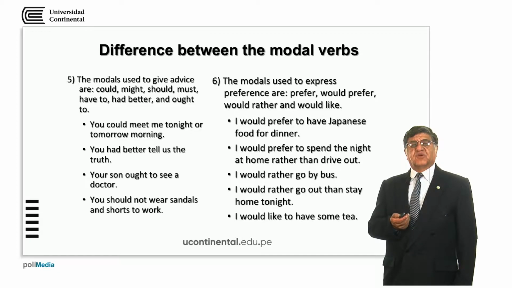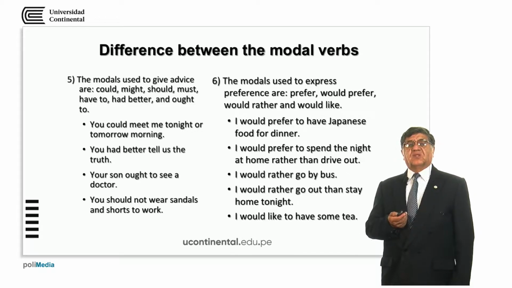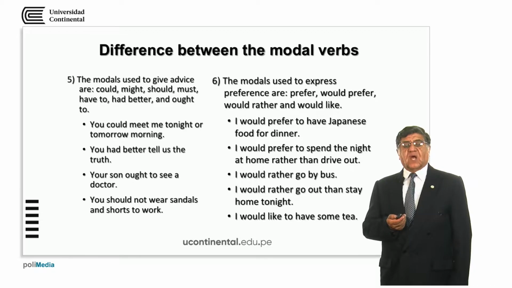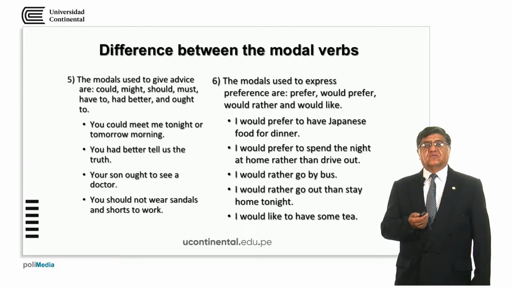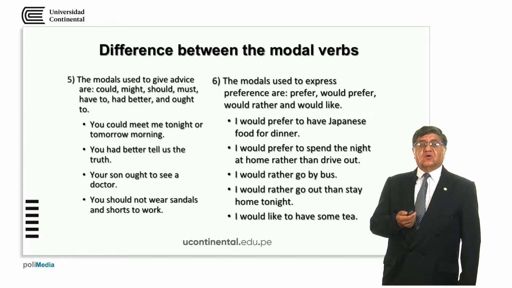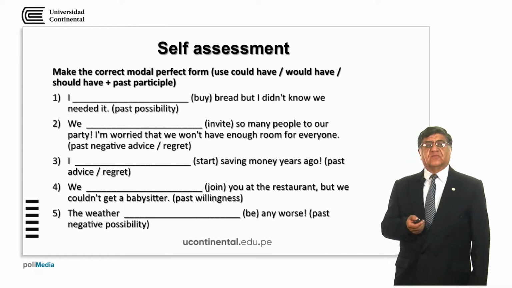Okay, the modals used to express preference: prefer, okay, obviously, would prefer, would rather, and would like. I would prefer to have Japanese food for dinner rather than Chinese or whatever. I would prefer to spend the night at home rather than drive out. I would rather go by bus. I would rather go out than stay home tonight. Sorry, there's something going too fast here.